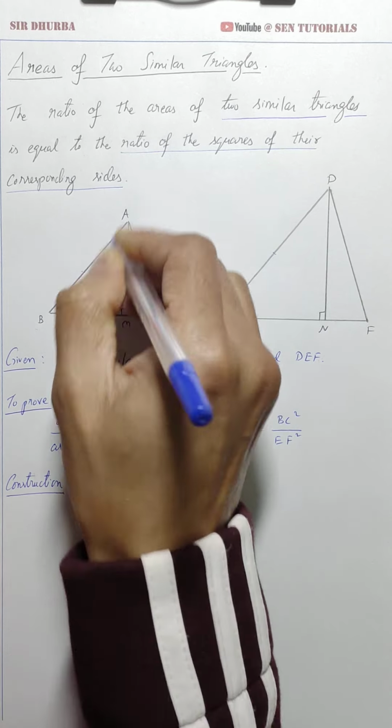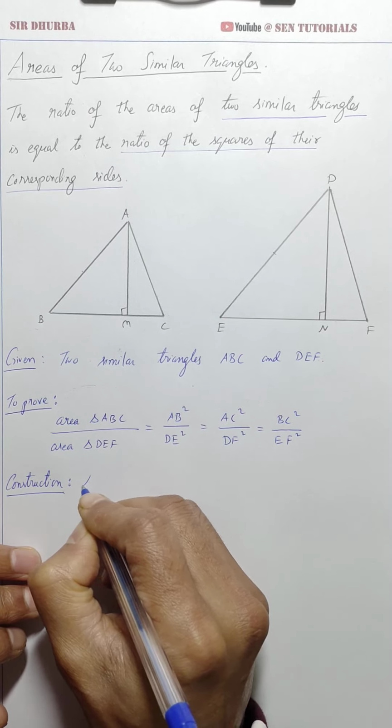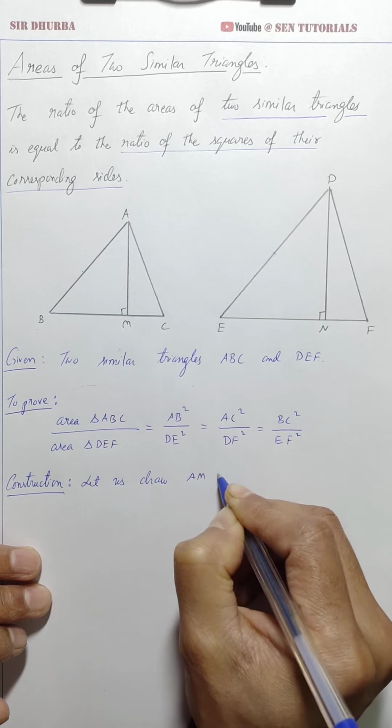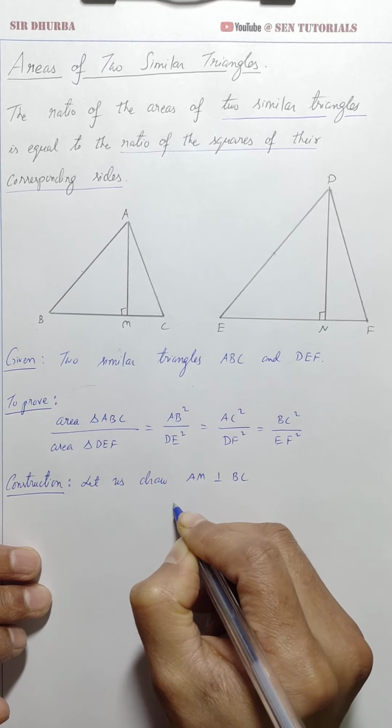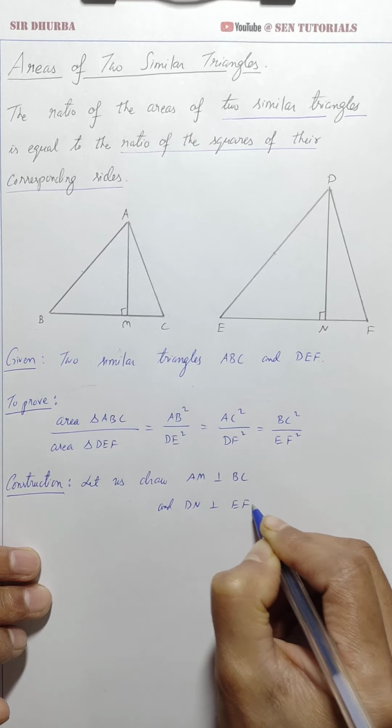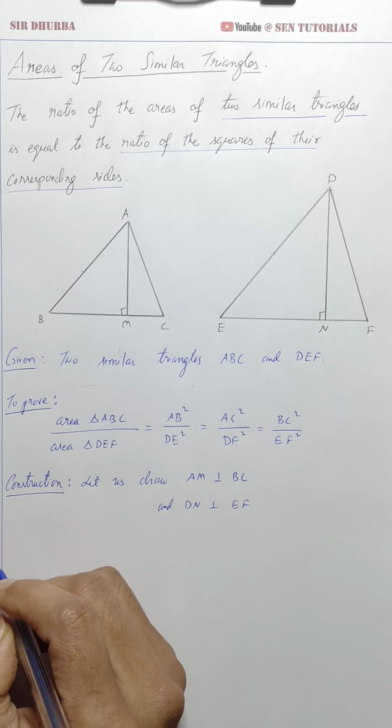Now for the construction, let us draw AM perpendicular to BC and DN perpendicular to EF. Okay, we will need this.